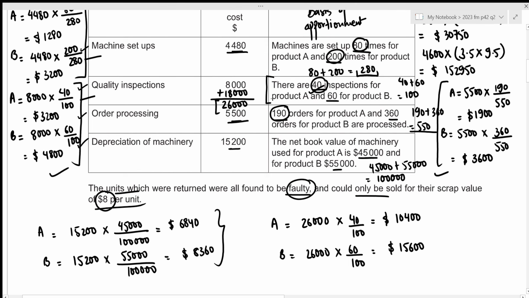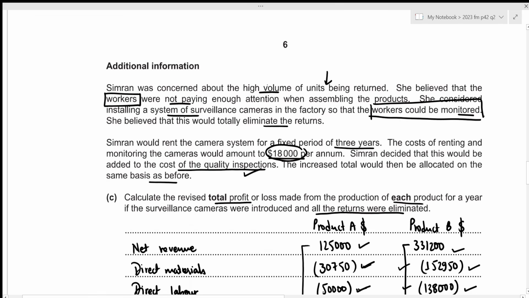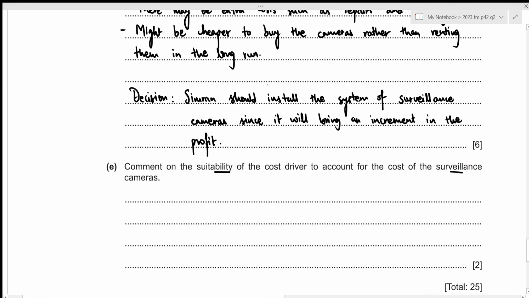So the main purpose of our surveillance cameras is to monitor our workers. And the current basis for the allocation of surveillance cameras is the same as quality inspection, which is the number of inspections done for both our products. Now we can say that the choice of the cost driver does not affect the profit of the business as a whole, because in the end it is all going to be the overhead. So if we add our profit for both product A and product B, then our basis of allocation for these overheads are not going to impact that particular total profit.